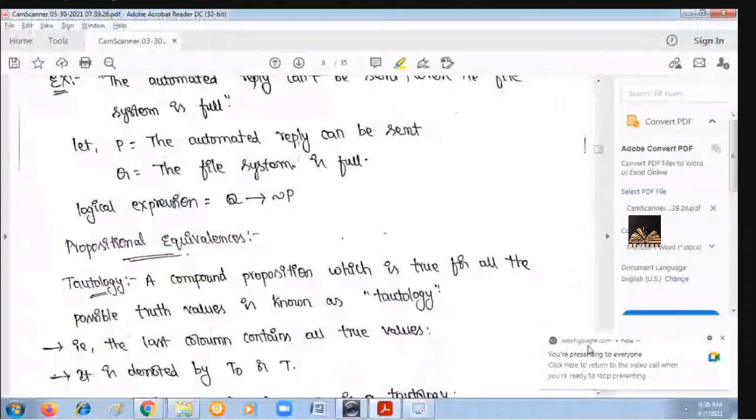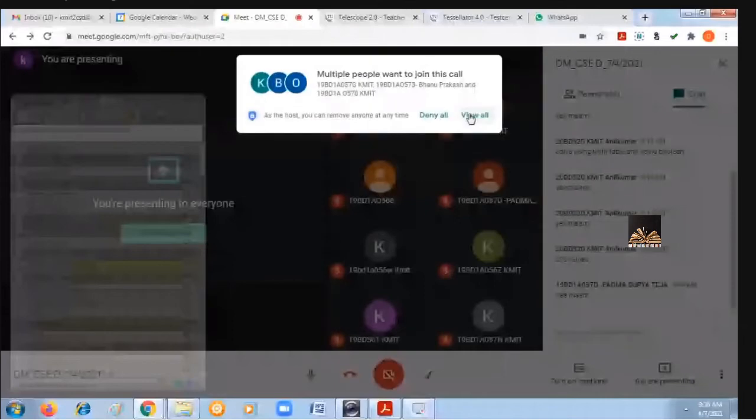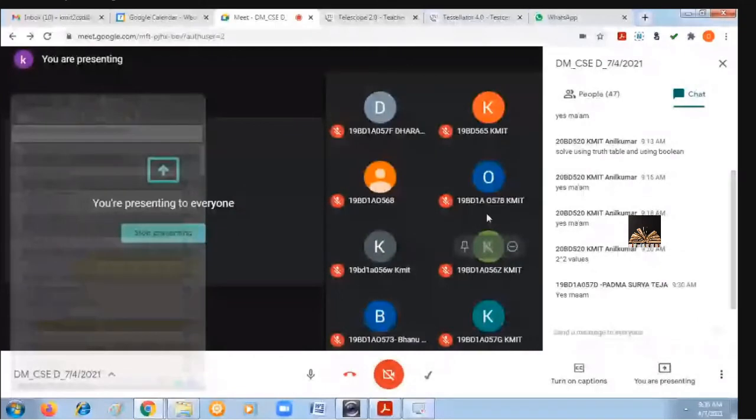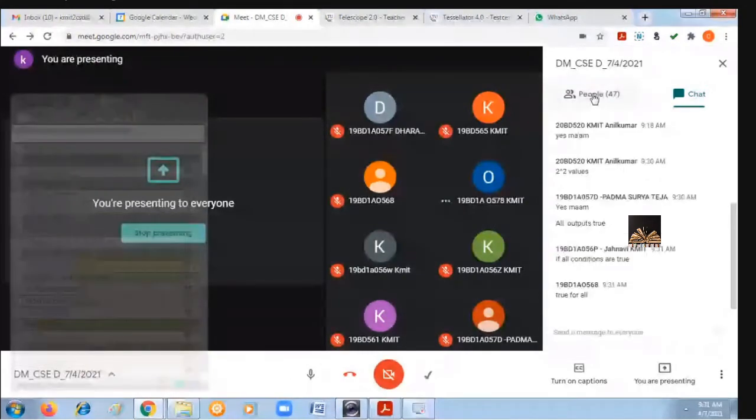Now, what is a tautology? Tell me what is a tautology? What is a tautology and what is a contradiction? Do you remember? So tautology means the compound propositions which give all true values. Contradiction means its opposite: the compound propositions which give all false values.